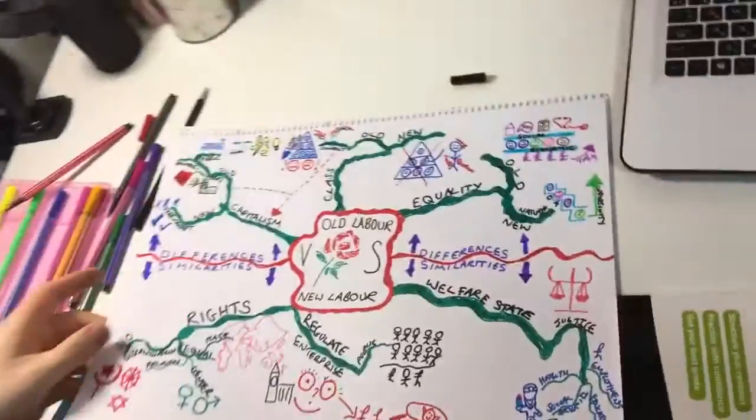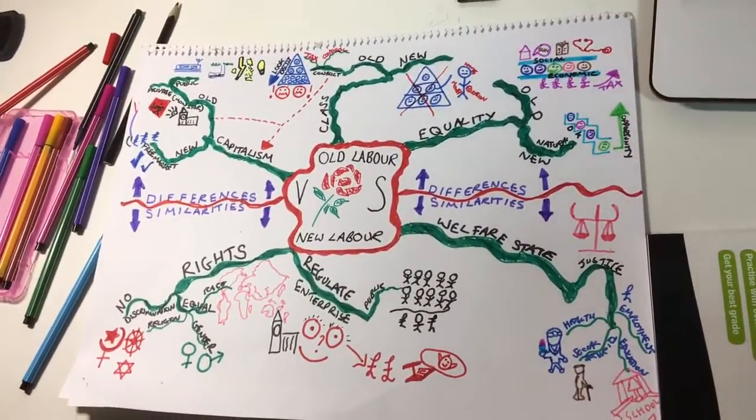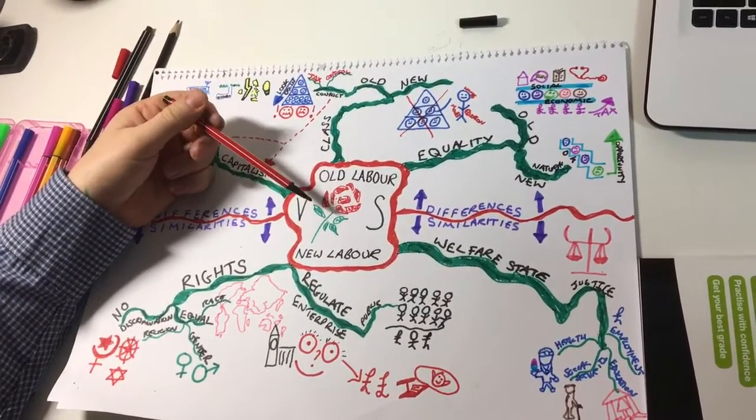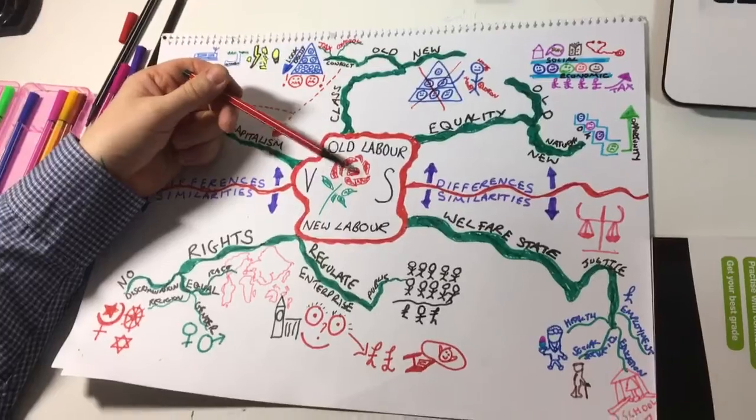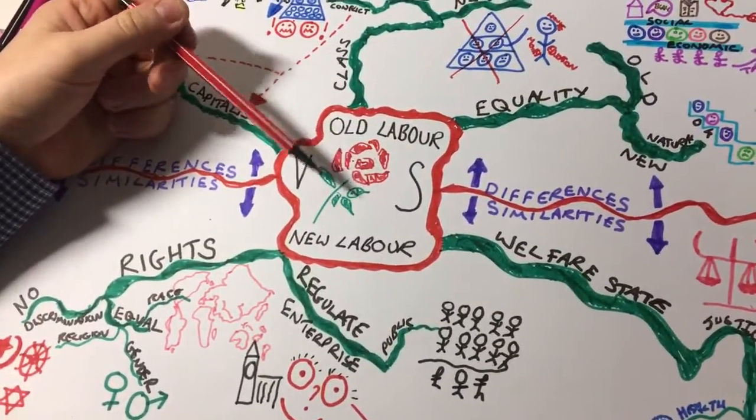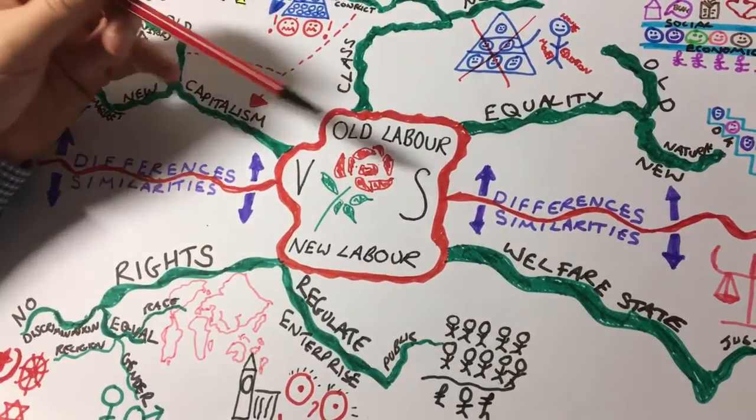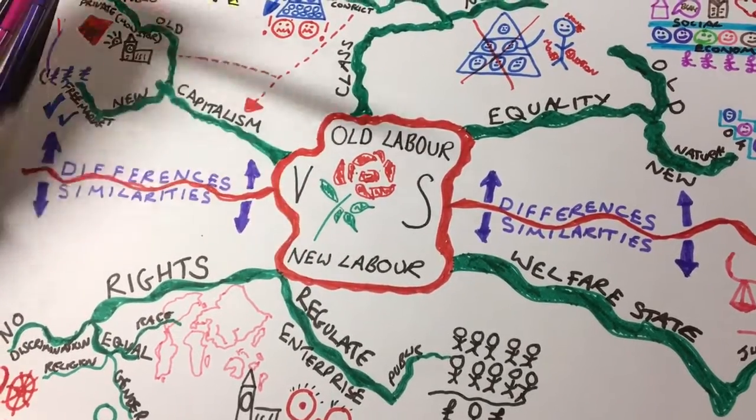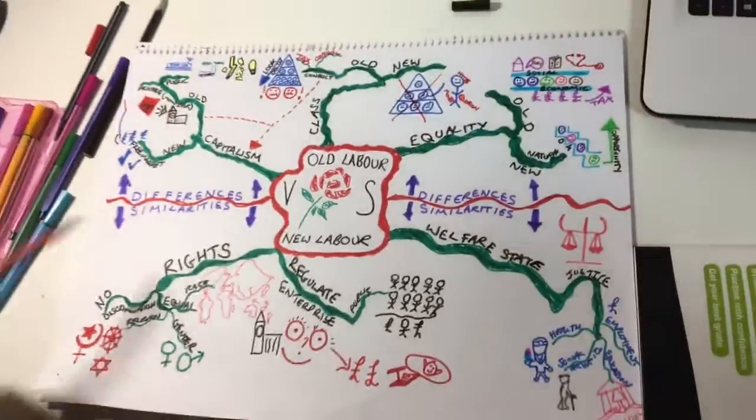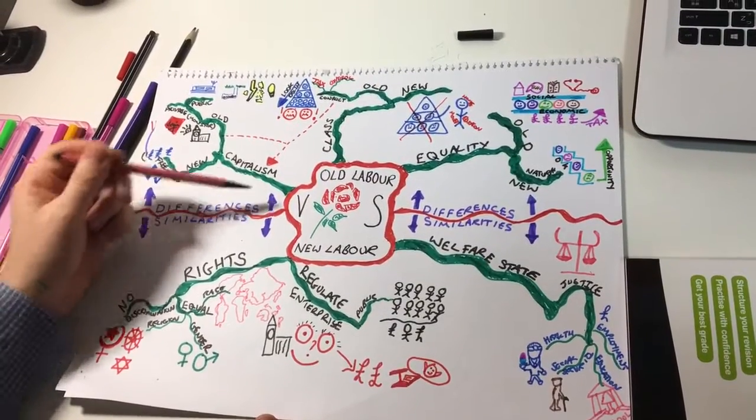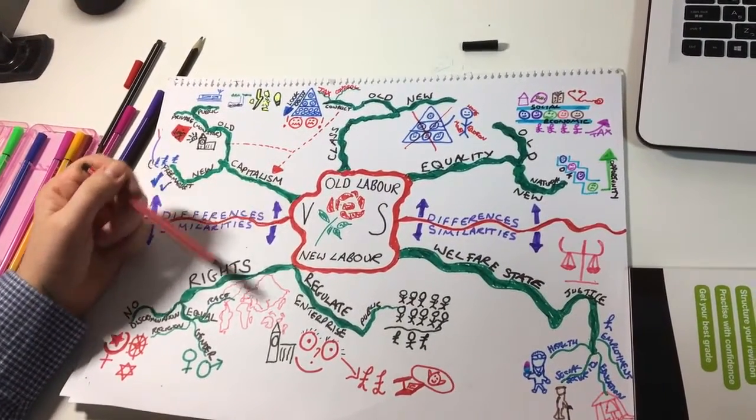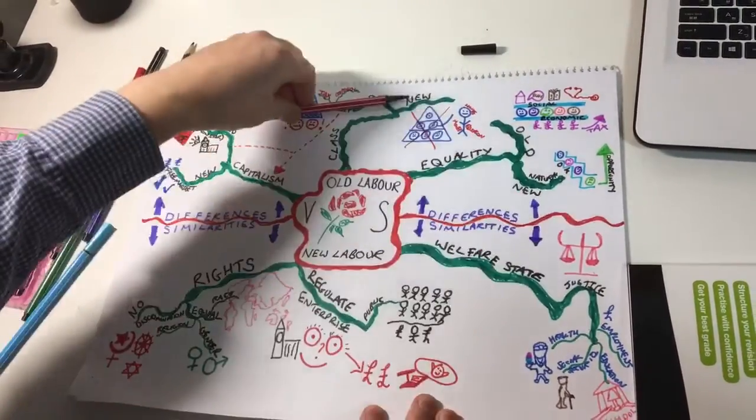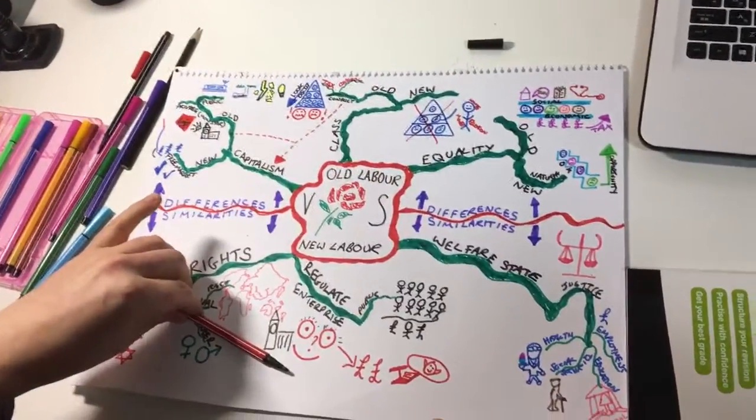Okay, so here is a mind map that I have created on New Labour versus Old Labour. As I said earlier, I've started with an image. There's the rose, the emblem of the Labour Party. And I've done versus there. I like football, so it's one versus another. I've got Old Labour and New Labour. And my keywords in my essay here, I've got differences, similarities. And the arrows clearly show me that the differences between the New and Old Labour Party are at the top and the similarities are at the bottom.